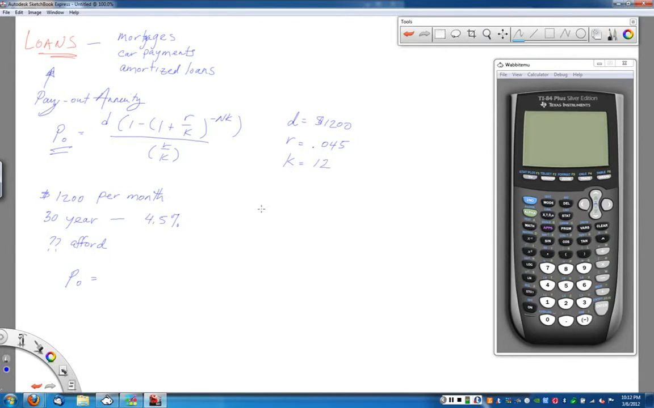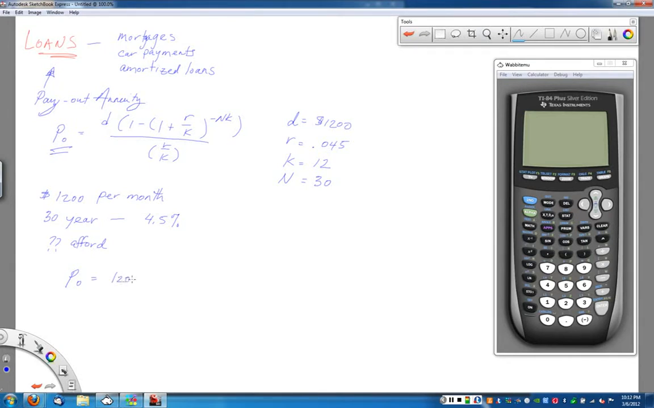Because I'm making monthly payments, I assume that K is 12. Capital N is the number of years. House mortgages are typically 30-year loans, so we're just qualifying for a regular traditional one. And I think that fills in all the variables that we need. P naught, again, is what I'm looking for here, the amount of loan I can afford.